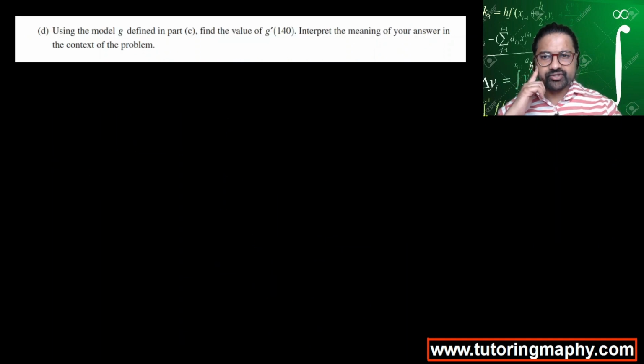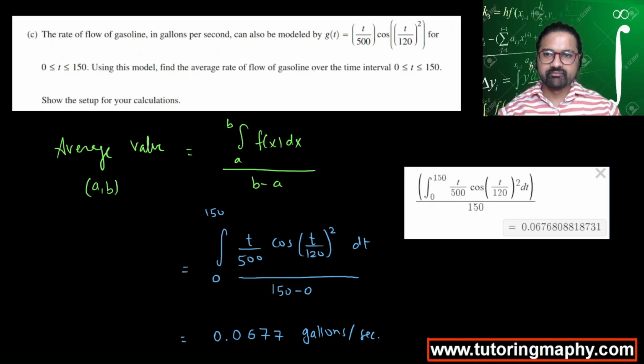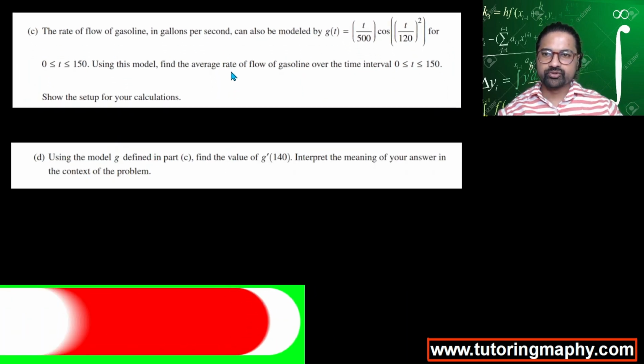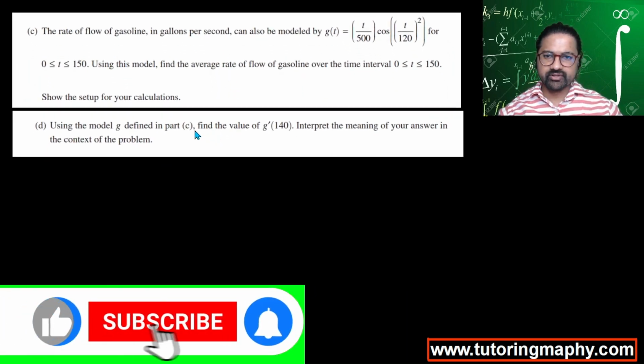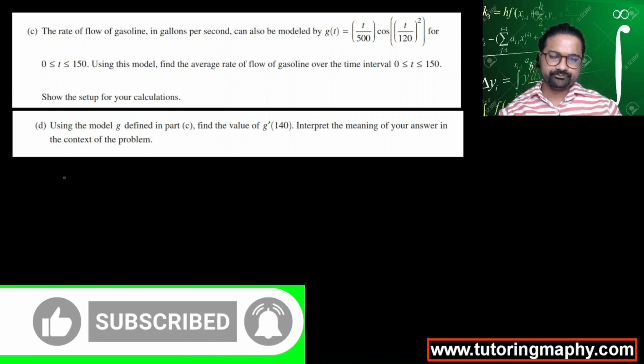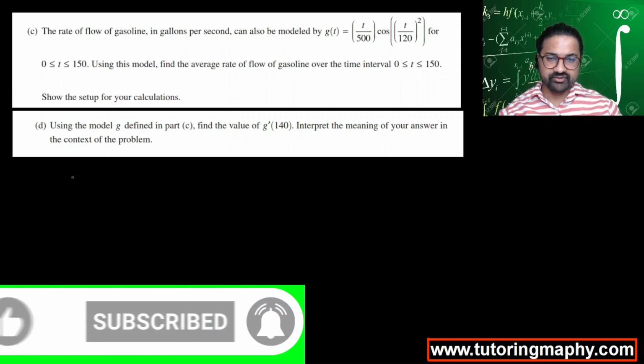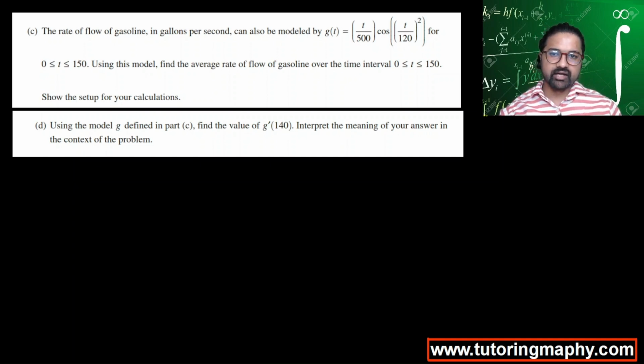And the last part is, using the model G defined in part C, find the value of G prime of 140 and interpret the meaning. Okay. So it's as simple as you just have to find the derivative of this particular function at t equal to 140. That should not be a problem for us because it's a calculator intensive question. I'm just going to find the derivative of this and plug in 140 in it. So give me just 1 minute.